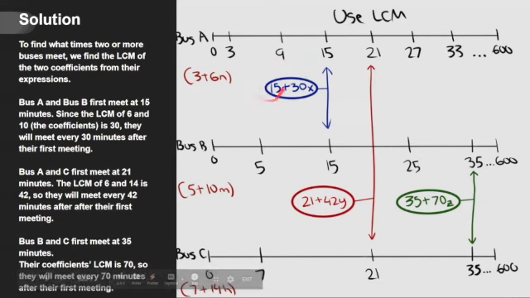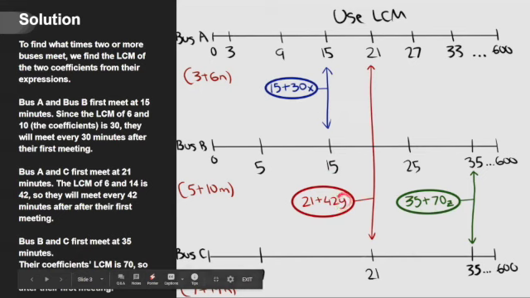Also, here's an expression for the first two, for the meeting times, which is when they meet at X. Bus A and bus B are going to meet every 15 plus 30x minutes. Same thing here: 21 is their first meeting, and then you add 42 minutes every time they meet each other.